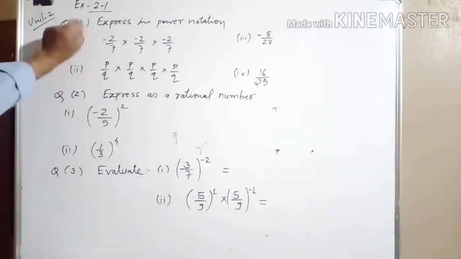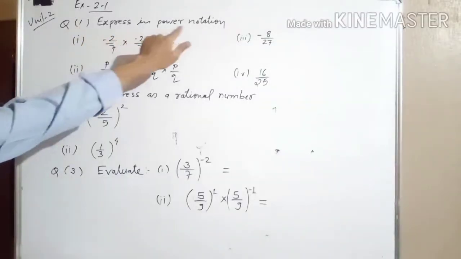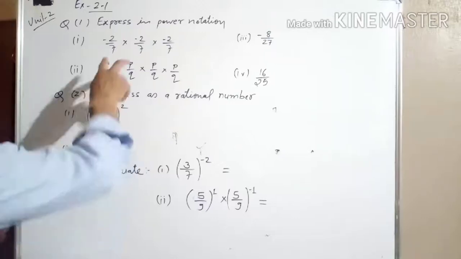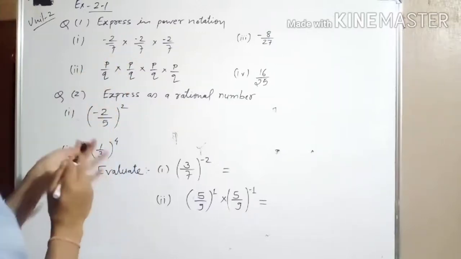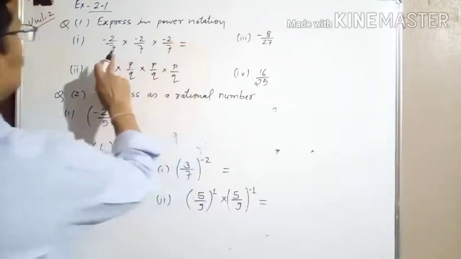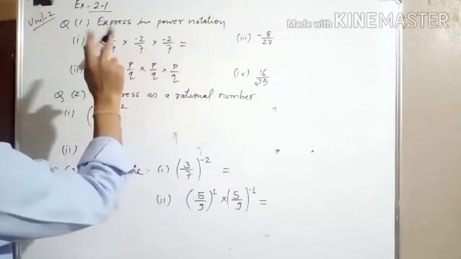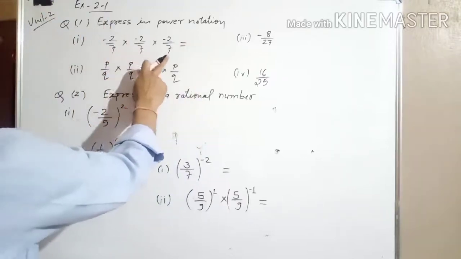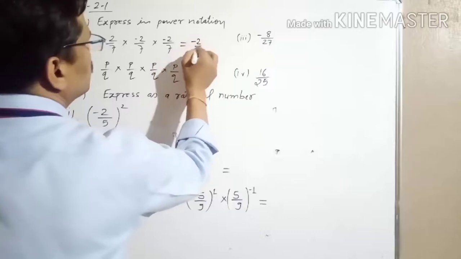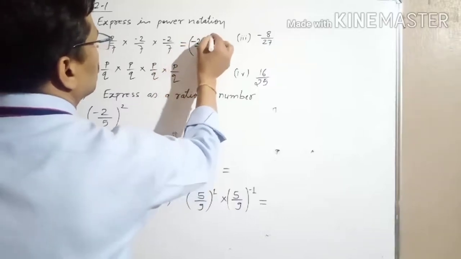Now, question number first. Express in power notation. How will you write this number in power notation? It is very simple. How many times is minus 2 upon 7 written? 3 times. 1 time, 2 times, 3 times. So we can write here minus 2 upon 7 power 3.